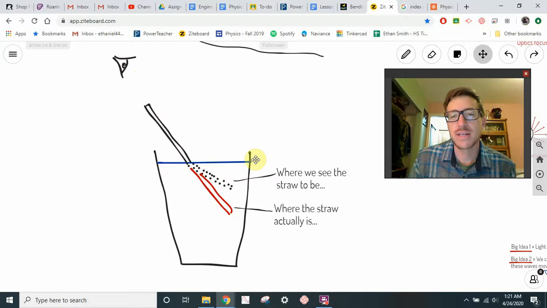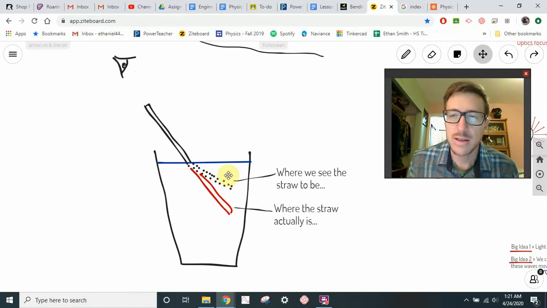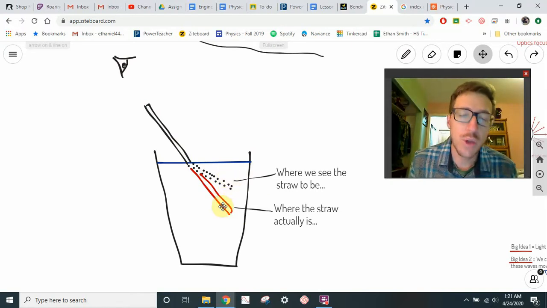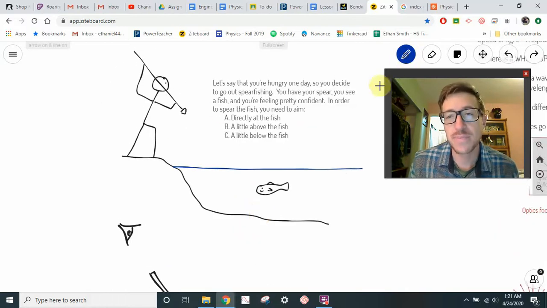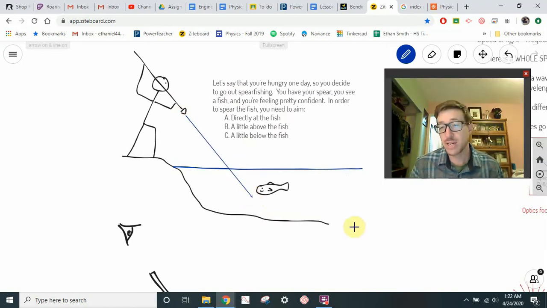So if we think of this in terms of the fish that we see, this is the fish that we actually see. The actual fish itself must be below that point. If I'm seeing a fish here, just like I'm seeing the straw there, that means the actual fish is below that point. So where would I actually need to aim? Well, it turns out that I would need to aim a little bit below the fish if I wanted to actually get it. That's where I'd need to aim in order to be able to stab the fish.